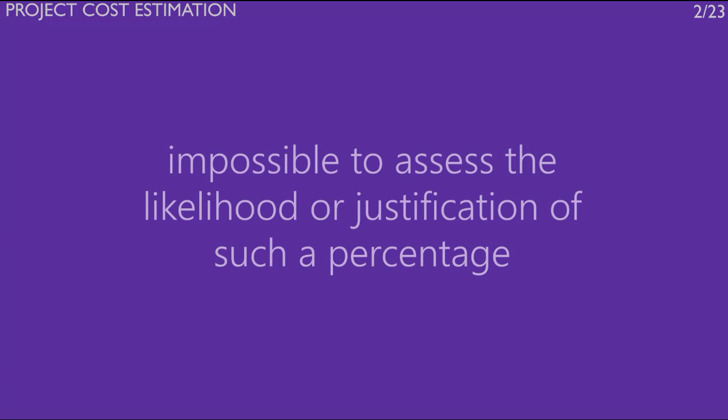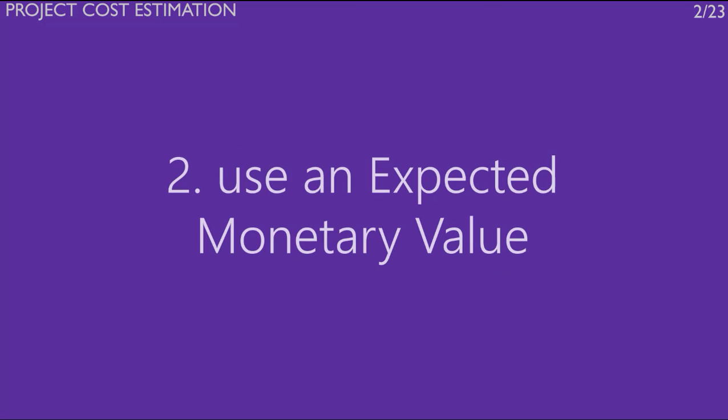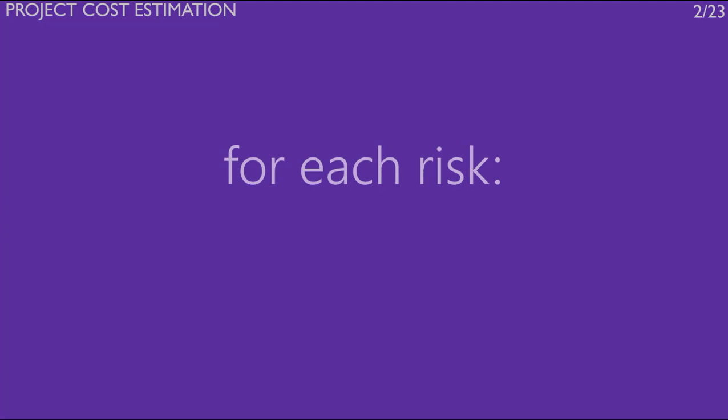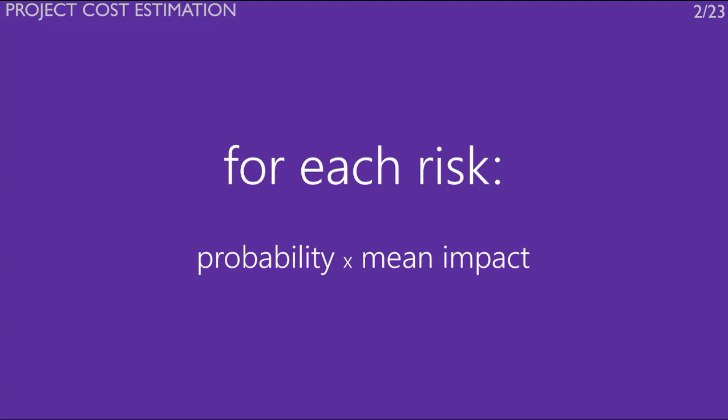It fails to take risks into account, leaving the project susceptible to delays and overruns, and it is impossible to assess the likelihood or justification of such a percentage based on nothing more than previous history. 2. Expected monetary value, EMV. For each risk on the risk register, multiply its frequency or probability times its mean impact or severity. In other words, multiply how often or probable a risk is due to occur times the average or mean cost or time impact it will have.